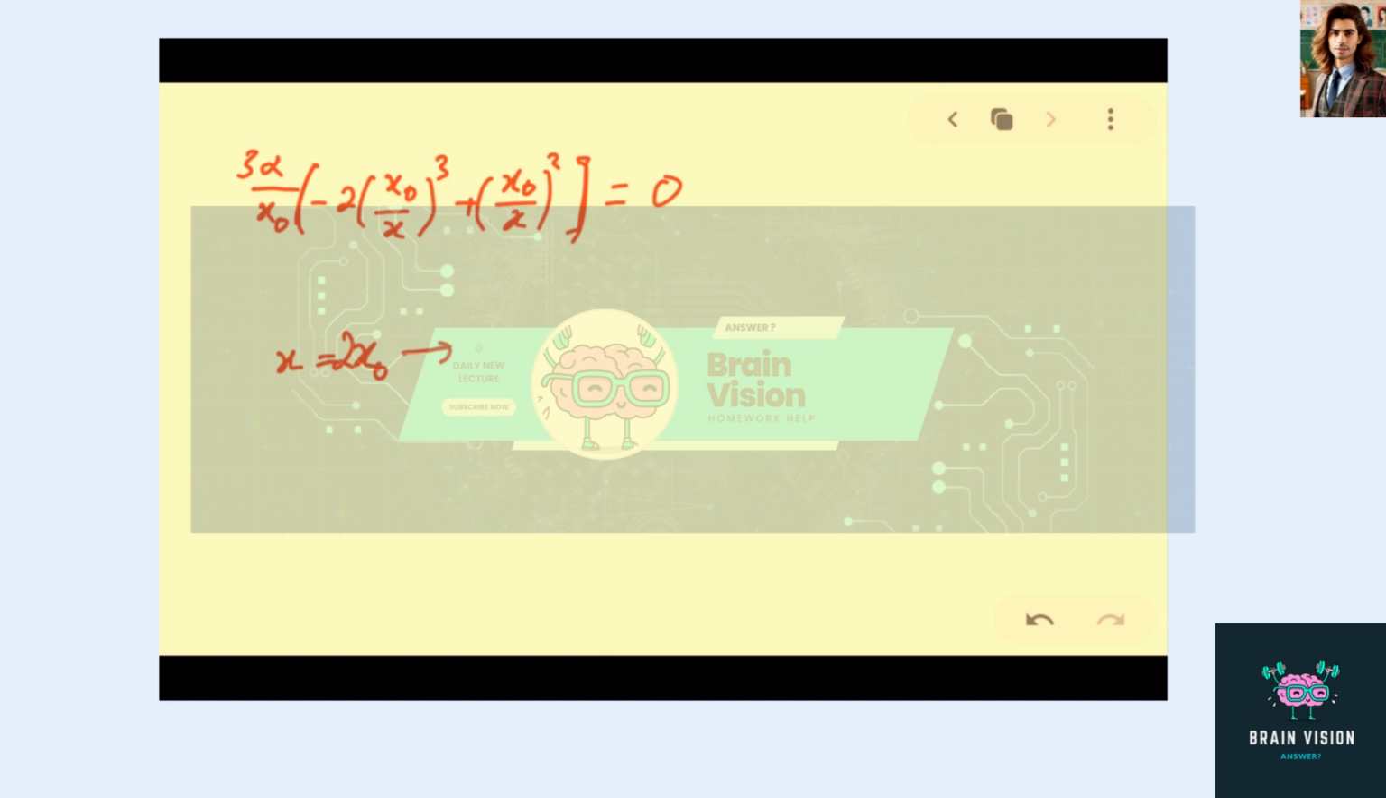With this we can substitute into our potential energy expression. So U of 2x naught, substituting in x equals 2x naught, we should get negative alpha over 4x naught squared. And therefore our velocity, given as the square root of negative 2U over m, must be equal to the square root of alpha over 2m x naught squared. So this is the maximum speed.